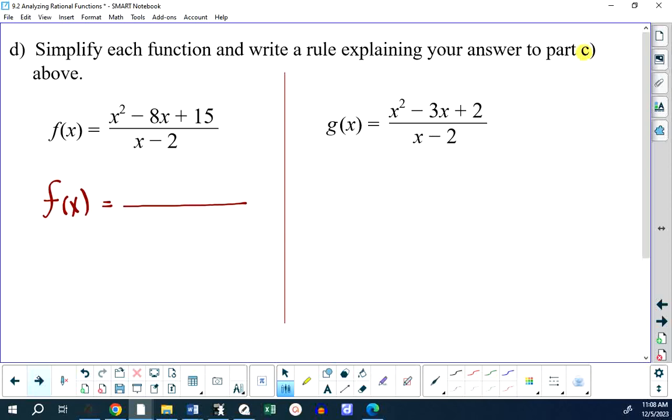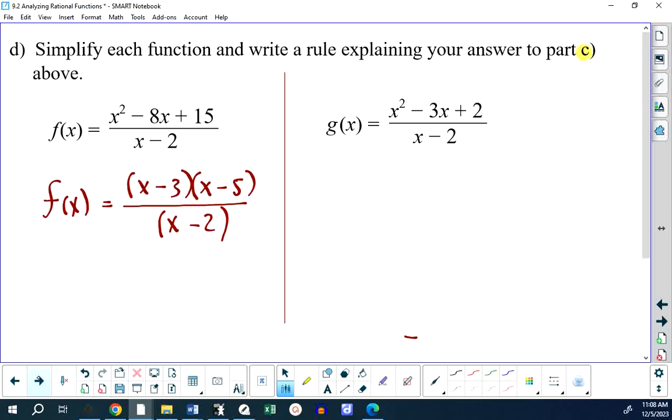Does this factor? Are there two numbers that multiply to give 15 and add to give negative 8? Sure. Negative 3 and negative 5. So it factors into x minus 3, x minus 5. And in the denominator, it's x minus 2. Okay, so we've factored everything, but nothing cancels here. In other words, this function was already simplified. If I said simplify that function, you don't have to do anything.